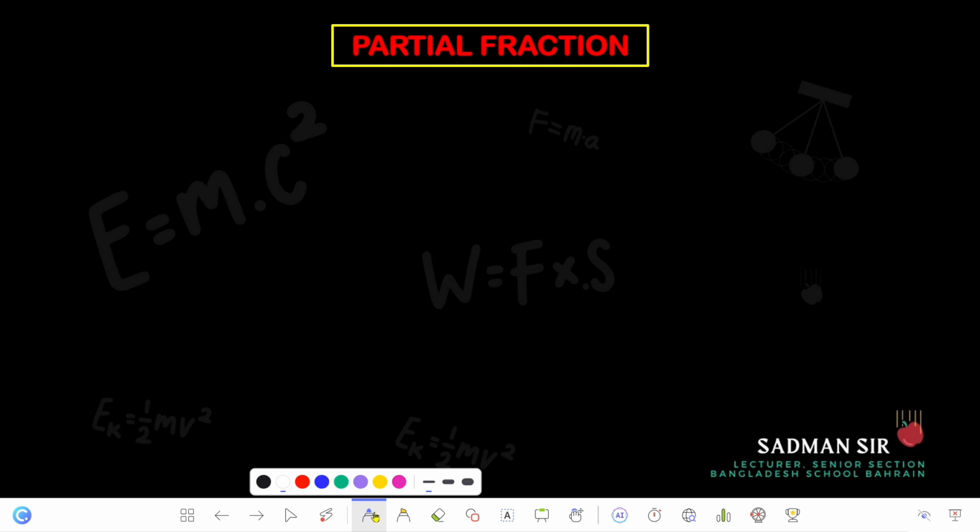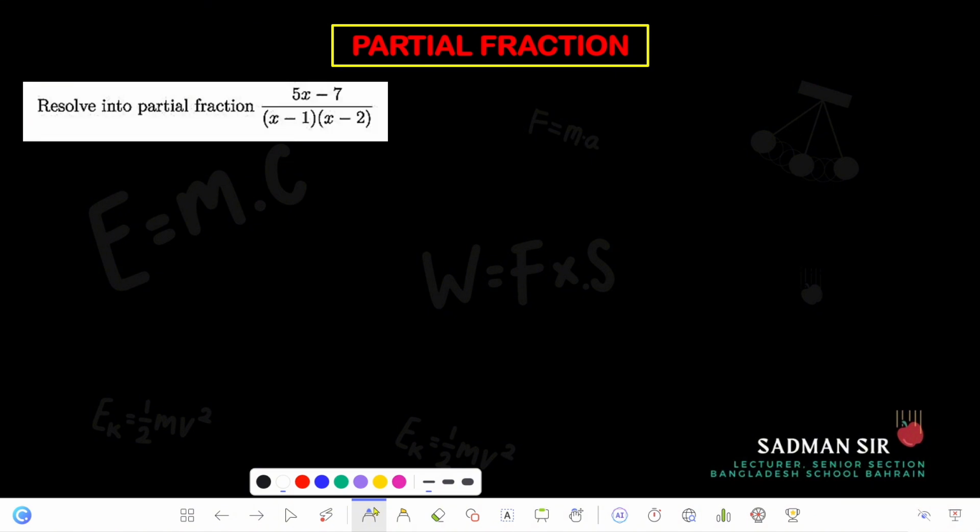Now in case of partial fraction we need to understand how the questions are going to be asked in the exam. So I will show you an example, like you can see on the screen. Resolve into partial fraction, and they have given you a fraction, right? So a fraction will be given and you will be asked to resolve it into partial fraction.